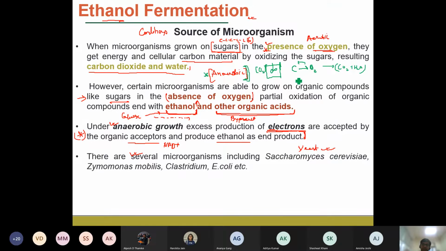In this case, since oxygen is not present, partial oxidation of the carbon source takes place. When we have partial oxidation, we have products such as ethanol or other organic acids, like gluconic acid, citric acid, and acetic acid. These are products of the partial oxidation of the organic compound. Generally the carbon source is glucose, C6H12O6. Here we do the partial oxidation to produce ethanol, that is C2H5OH.